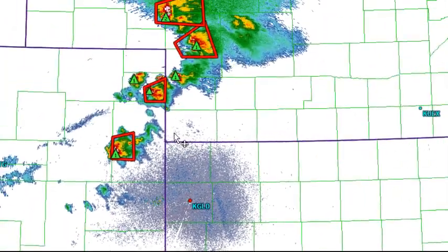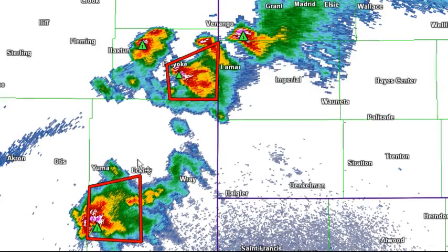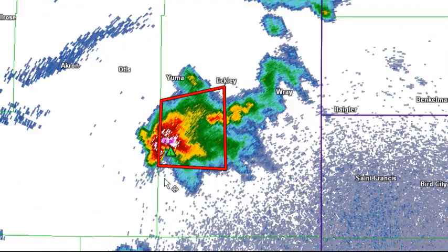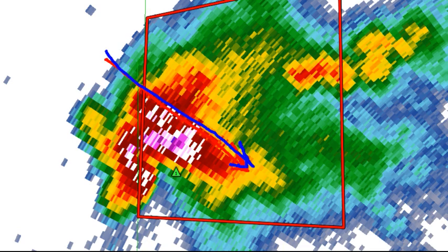So there's our storms up in southwestern Nebraska and northeast Colorado. These appear to have a little bit of rotation on them. The tail end storm right here, this is south of Yuma. You can definitely see that notch in there, so this likely has a little bit of rotation. We've got to keep in mind the radar is to the southeast there.